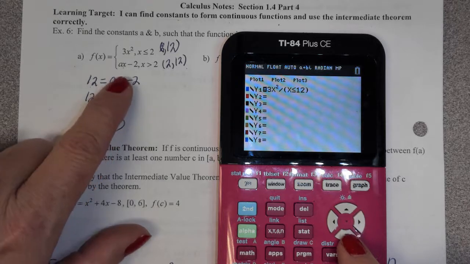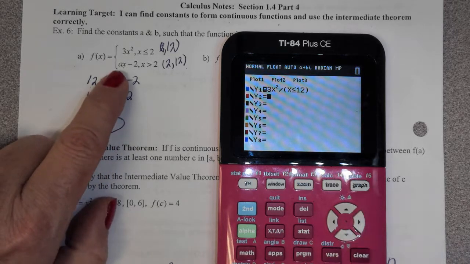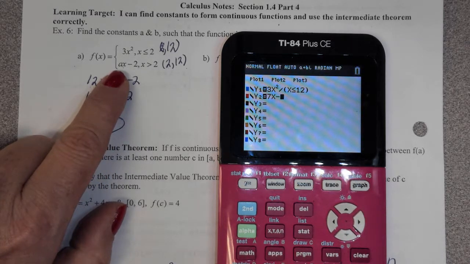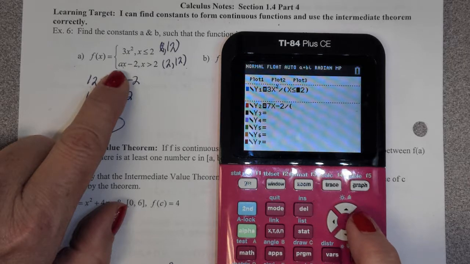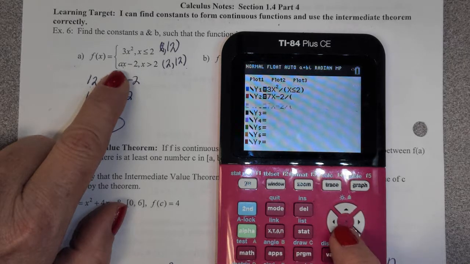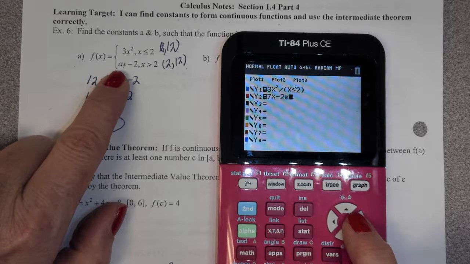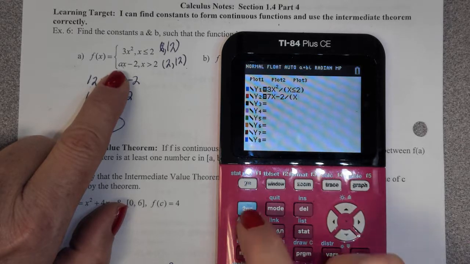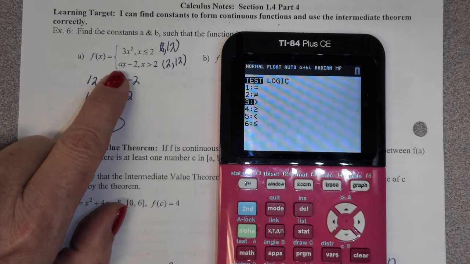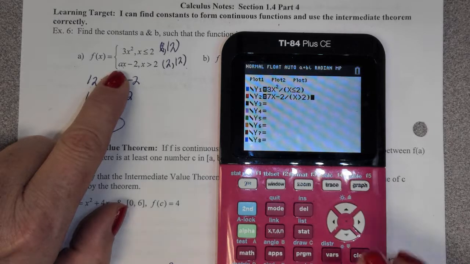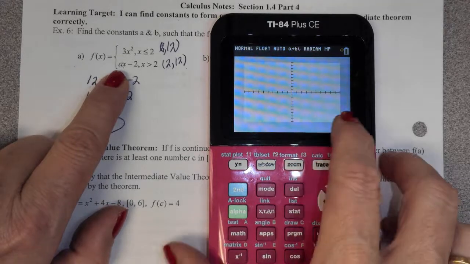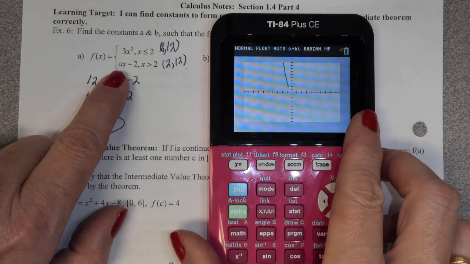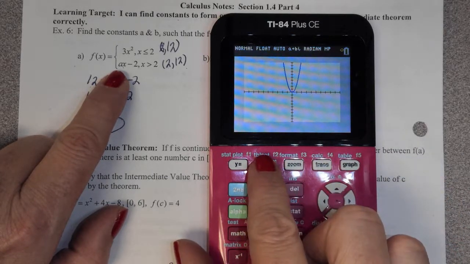And then I'm going to say, okay, put in, she said a is 7. So put in 7x minus 2. Divide it up though. Only graph this when x is greater than 2. Okay, see what I'm doing? Now I want to see, is this a continuous function? And I'm not going to see up there at 12. I'm going to have to make my graph go higher.